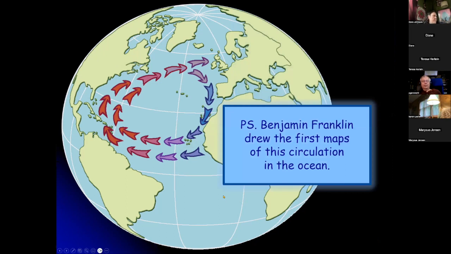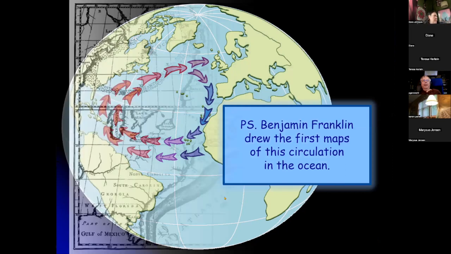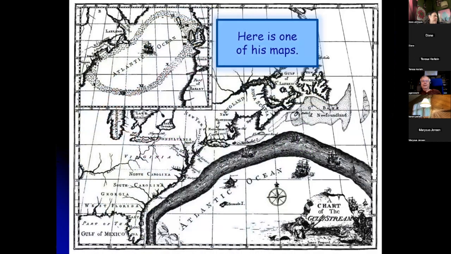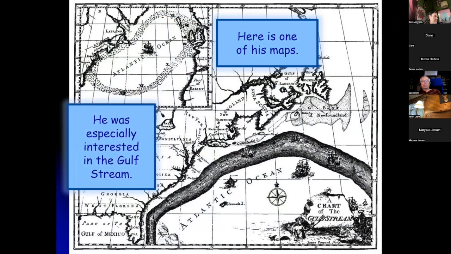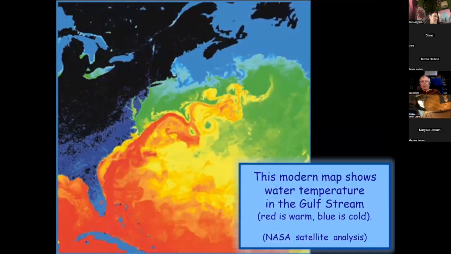Now, Benjamin Franklin made the first map of that. This is his map of what he called the river in the ocean, that river of hot water that was flowing up along the East Coast. He was especially interested in that part of it. A modern map of temperature in the ocean shows you very clearly how that warm water is going up that way.